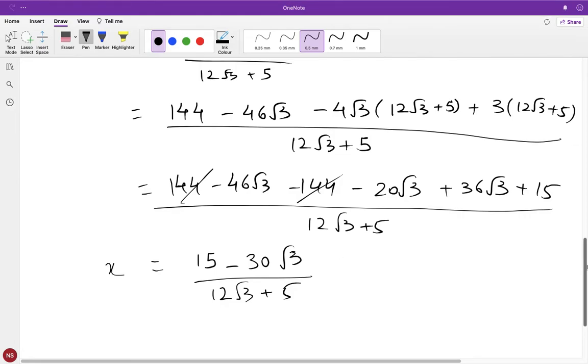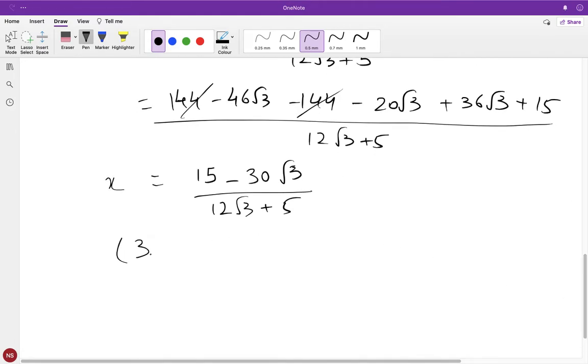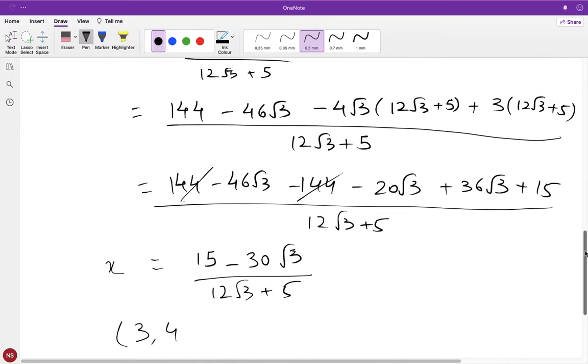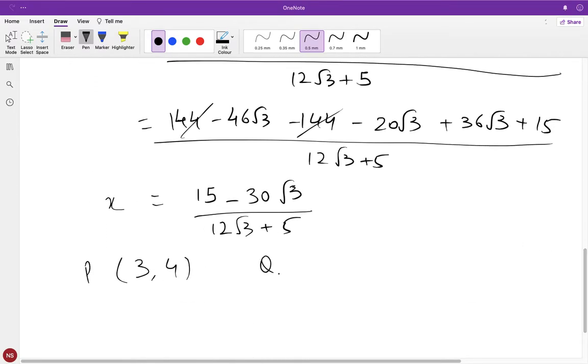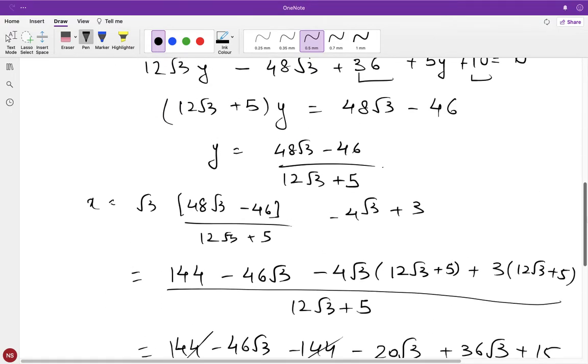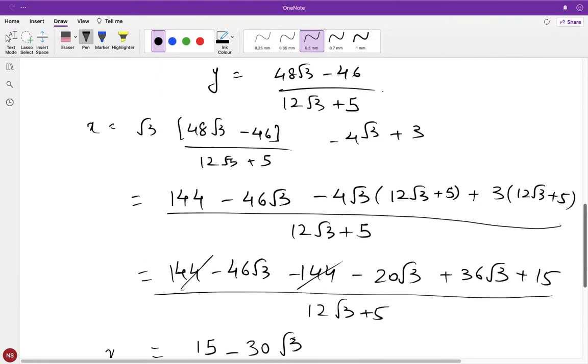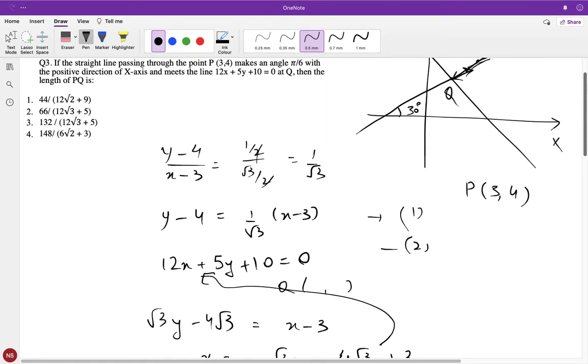So this is x. So I have point P, which is 3 comma 4, right? If I am not mistaken, point P was 3 comma 4. Point Q is, what is y? 48 root 3 minus 46 by 12 root 3 plus 5. As I can see that there is 12 root 3 plus 5 over here, so it must somehow show in the options. Okay, there are two options with 12 root 3 plus 5. Any one of them could be correct. Let's keep solving.